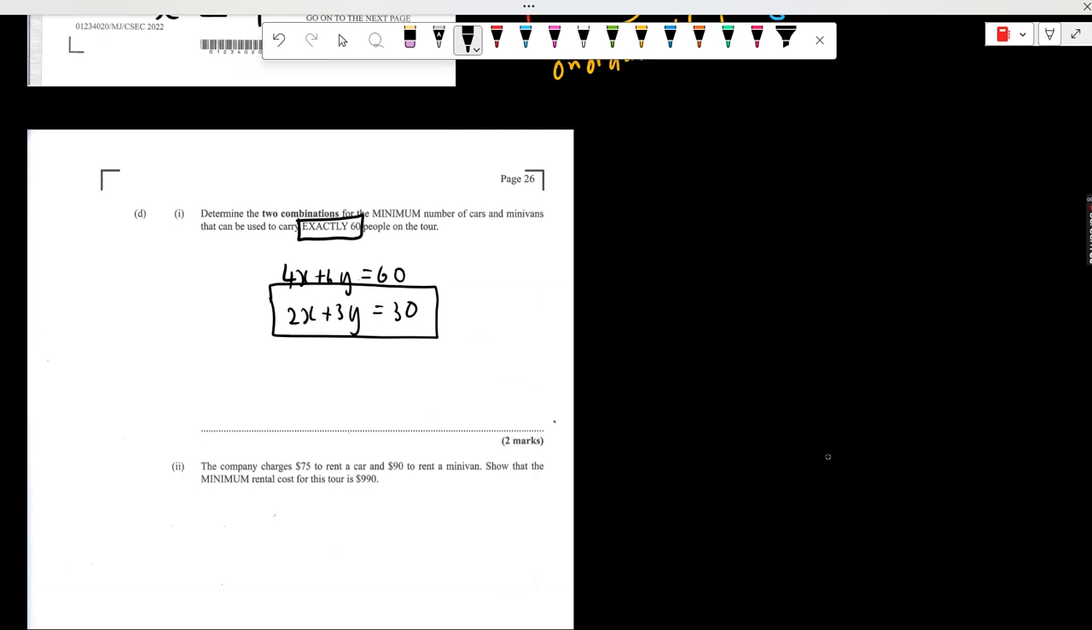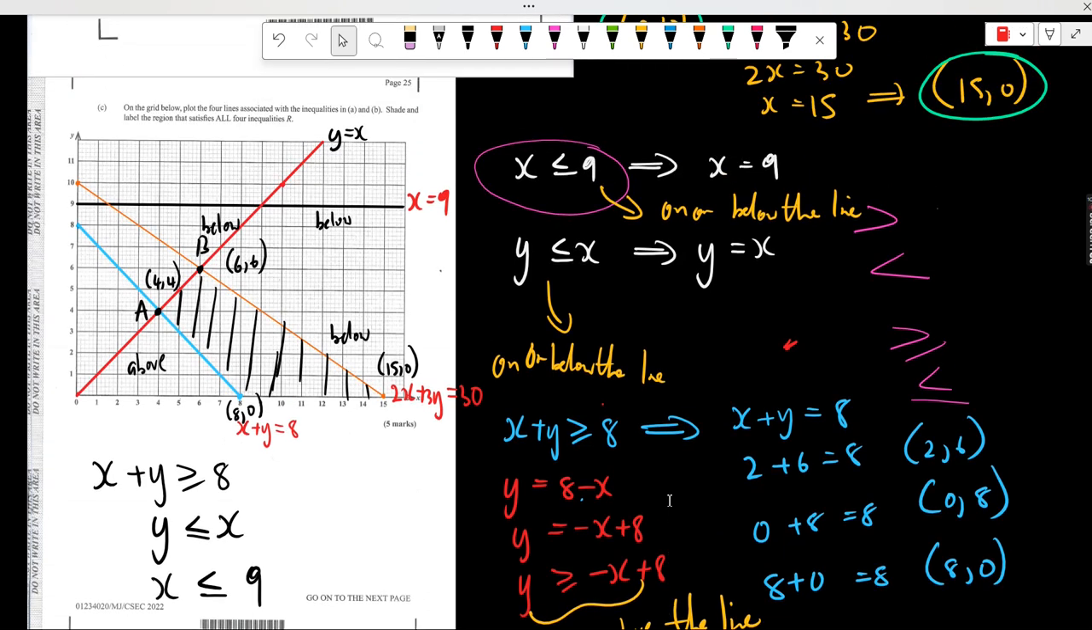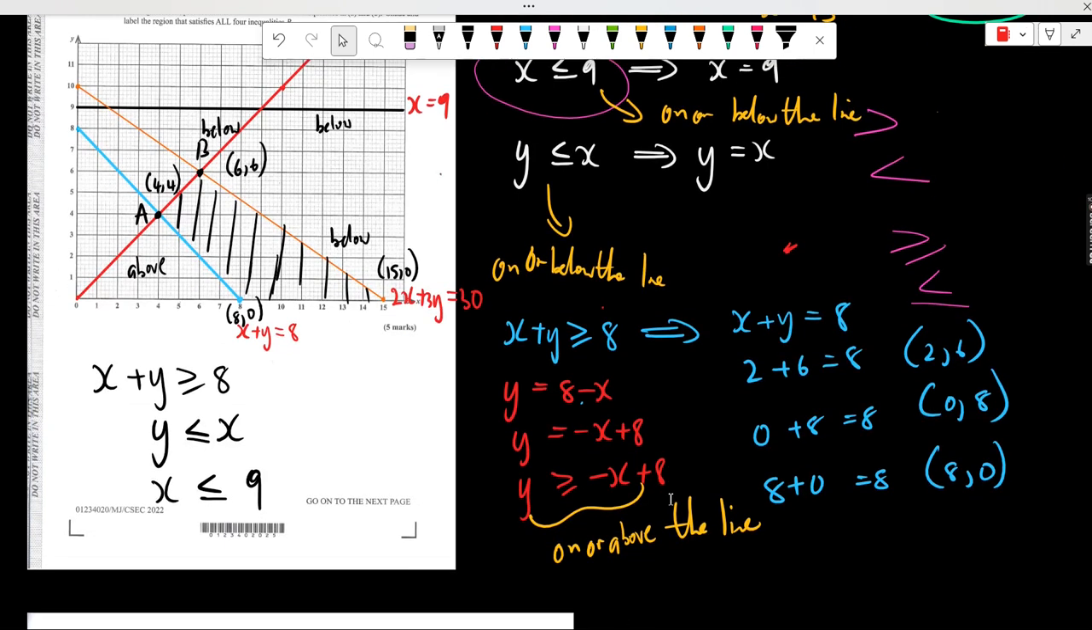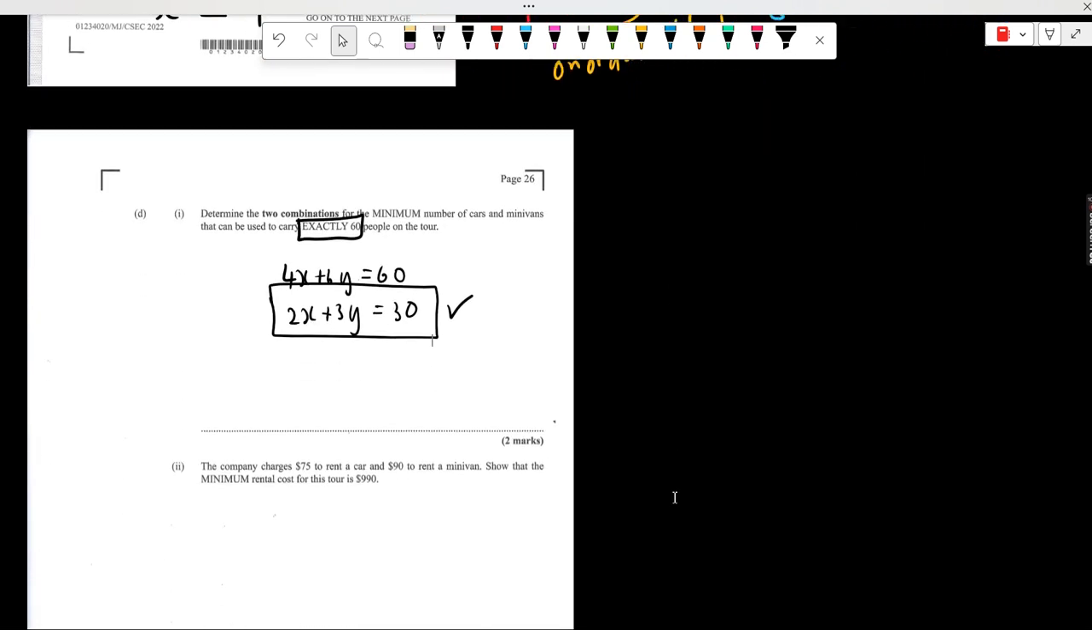So basically what they want us to do is to look at our region, and from the region, find the value of x and the value of y which satisfies this equation, 2x plus 3y equals 30. Now, let's check our points that we have identified. Let's check the point 4, 4.